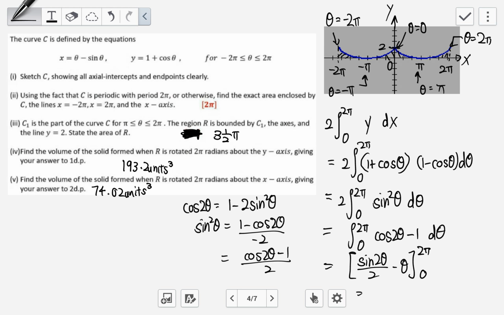So I substitute this inside. So 2 pi becomes 4 pi. Sine 4 pi is still 0. Okay, so 0, then minus 2 pi. Minus 2 pi, and then I minus, so substitute 0, sine 0 is still 0, minus 0. So I get something strange. Let me check. Cosine 2 theta minus 1 minus cosine 2 theta.